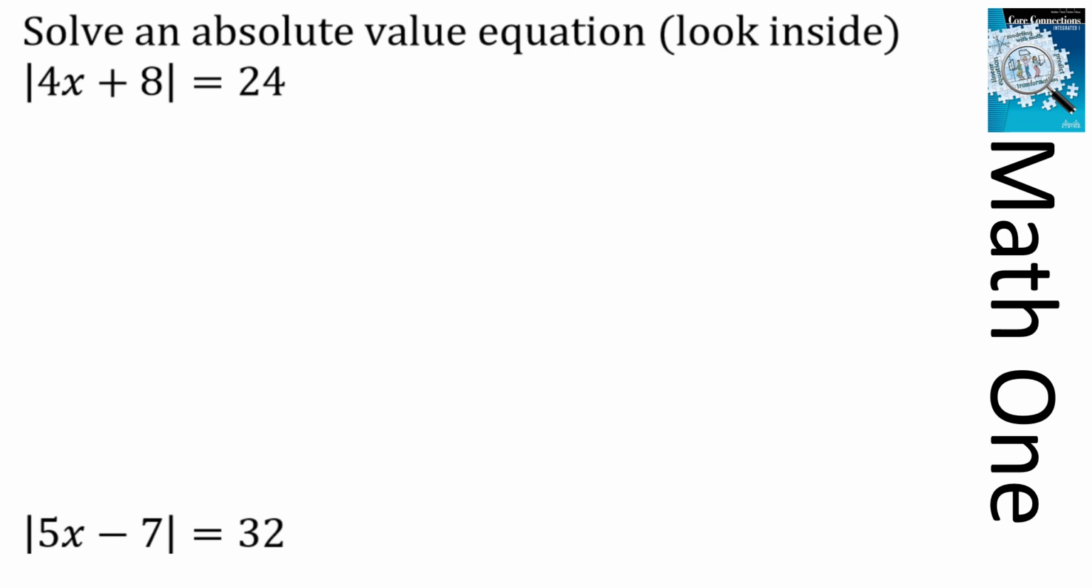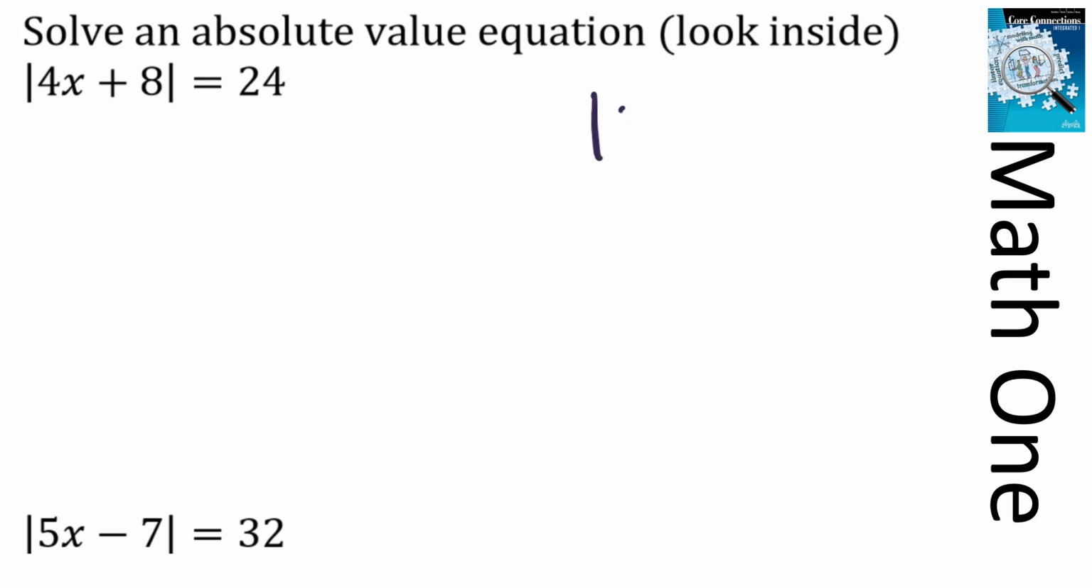So the next two problems are involving absolute value, they're equations. And the thing I want to remind you of is this look inside method. So if you take a look at this, the 4x plus 8, if I'm taking the absolute value of that expression, it has to be the case that 4x plus 8 is either equal to 24 or it has to equal negative 24.